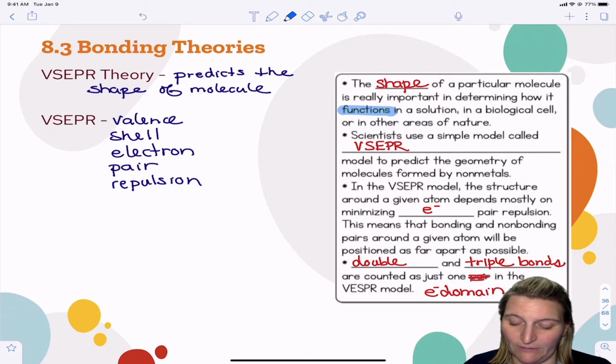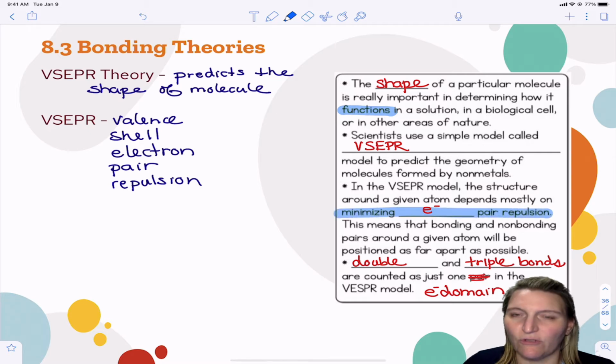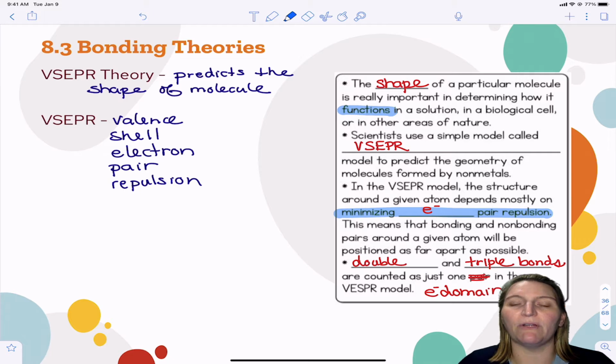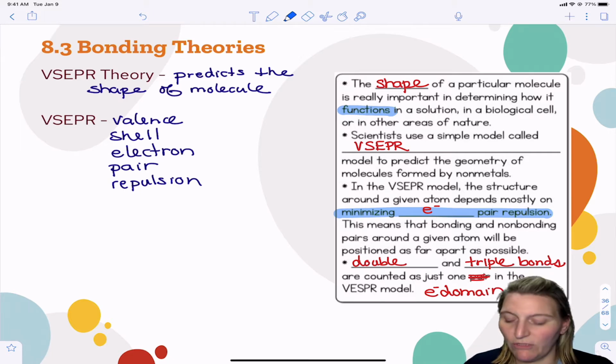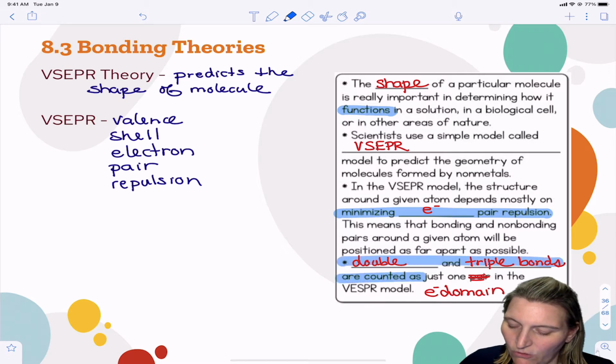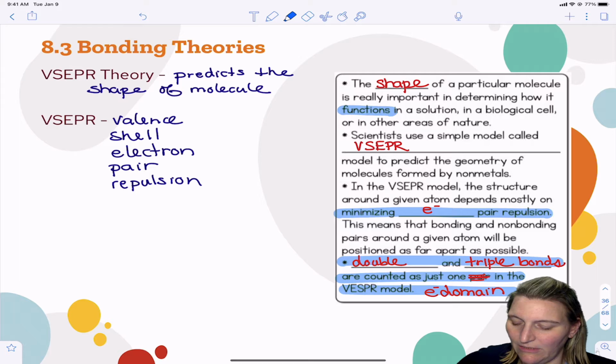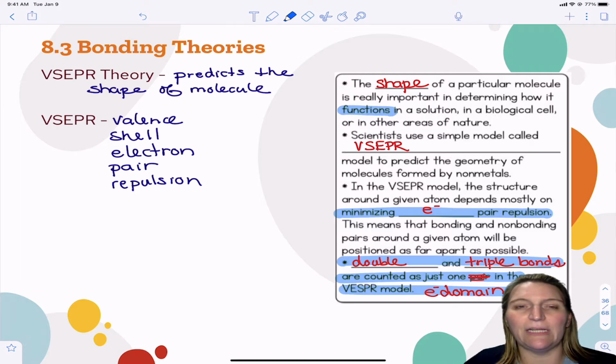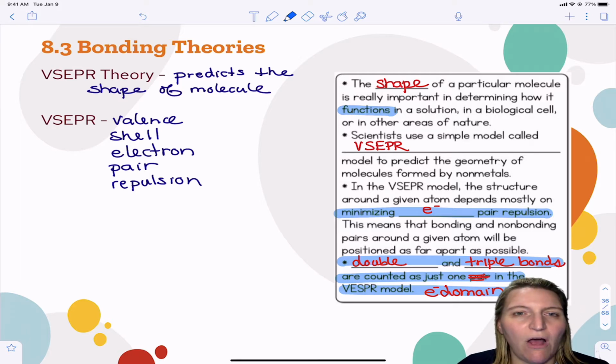So it's really important. In the VSEPR model, the structure around a given atom depends mostly on minimizing electron pair repulsion. Remember, electrons are negative, like charges repel. So those electrons are going to try and get as far apart as possible. One thing that is key is that double and triple bonds are counted just like regular single bonds. I'm going to start calling them electron domains.